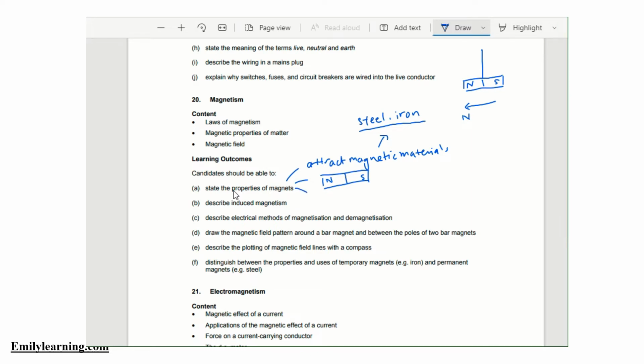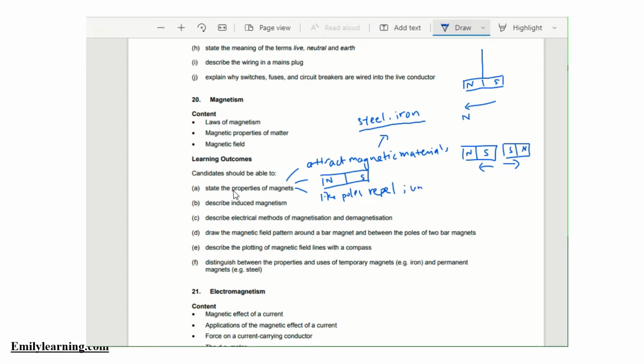Next, when I have two or more magnets, and I place them close to each other, what will happen is that like poles will repel each other. So for instance, if I put a south pole facing a south pole, south and south are like poles. They're the same pole, so they will repel each other or move away from each other.